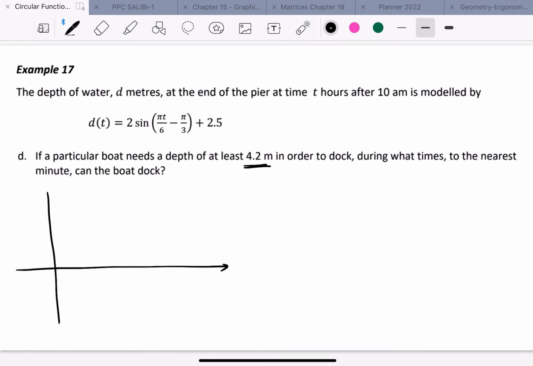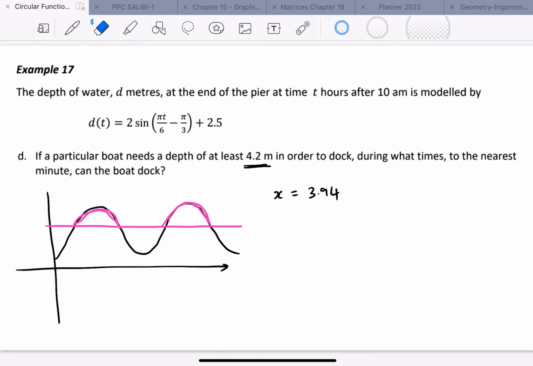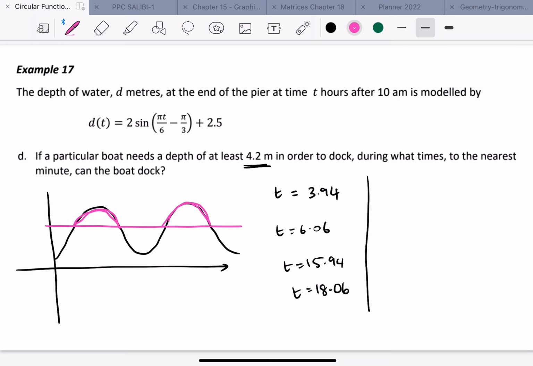So we're going to go ahead and write all of these to 2 decimal places. I'll just give this a quick sketch so that you know what it is that we've done. And we need these 2 parts here because we need it to be above. So x is 3.94, rather it's probably better to write t. T is 6.06, T is 15.94, T is 18.06. Now the key thing to remember here is that once again 3 does not mean 3 a.m. or 3 p.m. In fact, it will mean 1 p.m. because it's 3 hours after 10 a.m. So we just have to remember that.